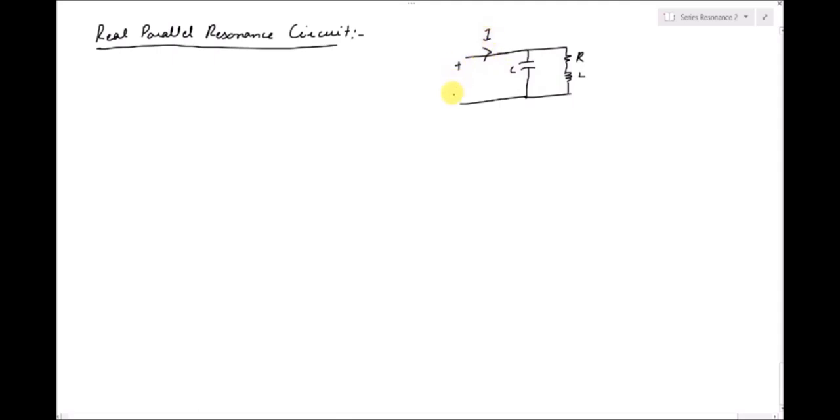So there is a voltage that is applied at the input terminals, then there is current I. It is splitting into two different parts. One is passing through the capacitor and the other one is passing through the resistor and inductor branch. So this is a realistic parallel resonance circuit, and it is also known as tank circuit.